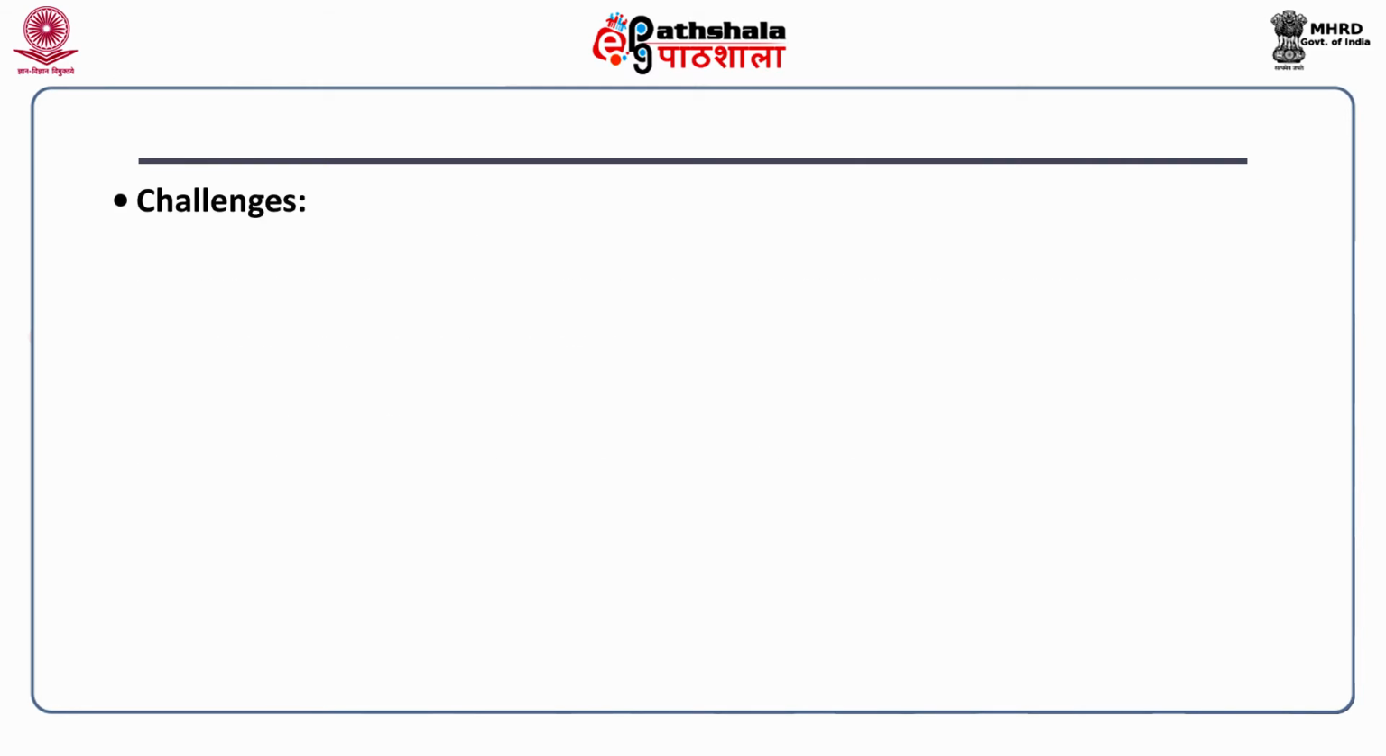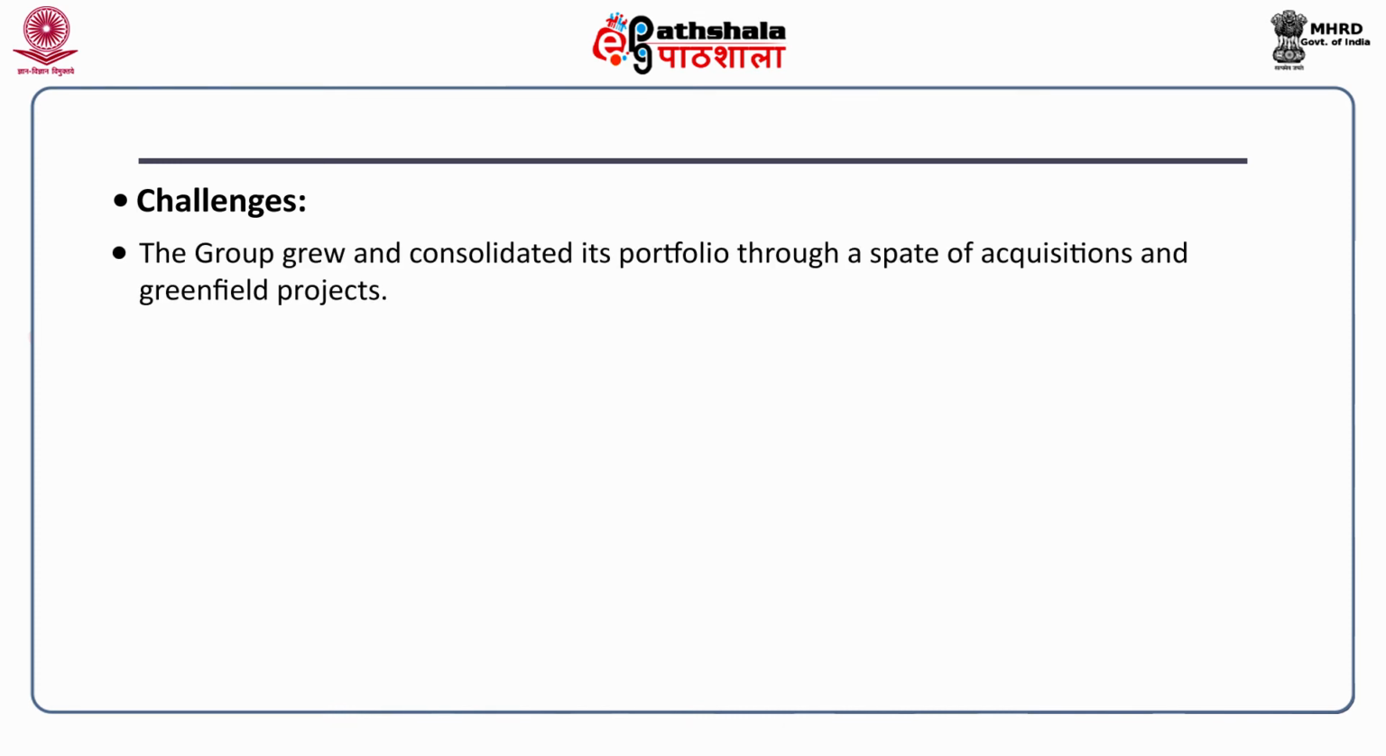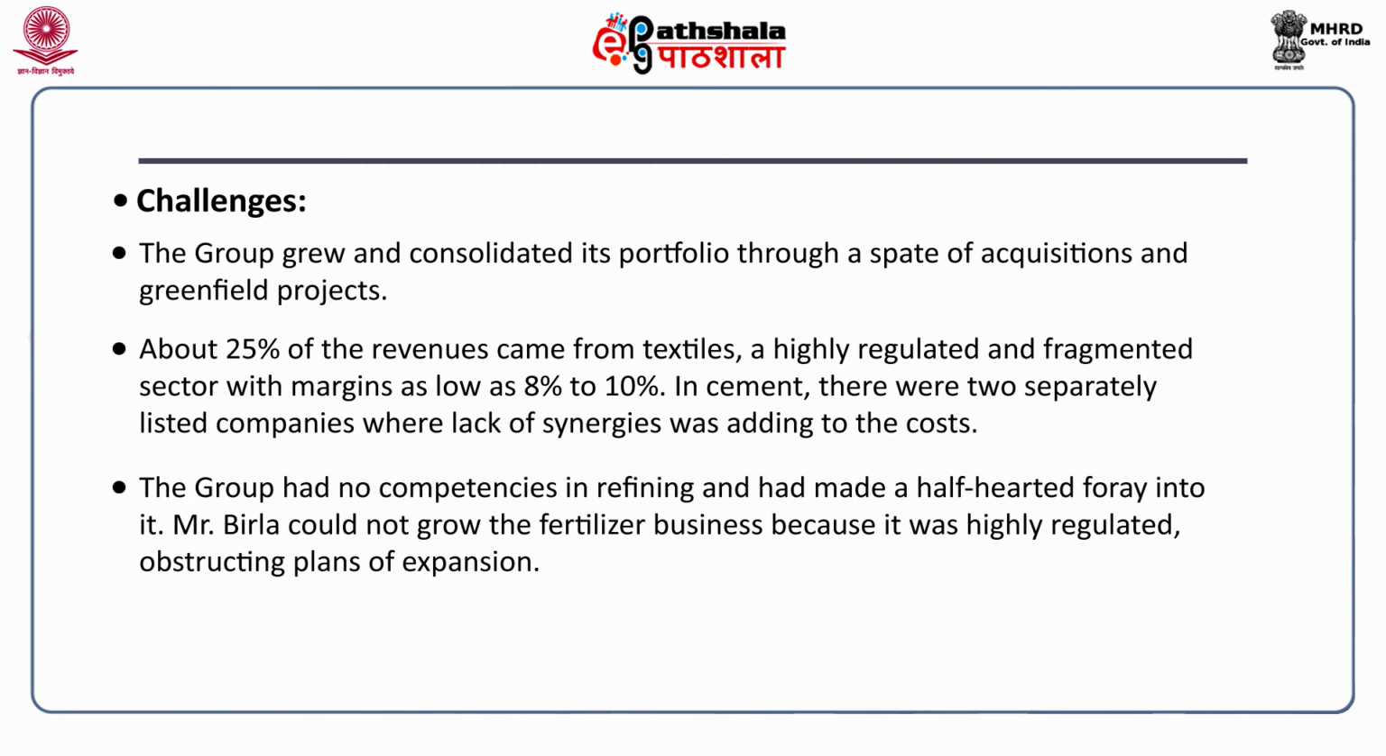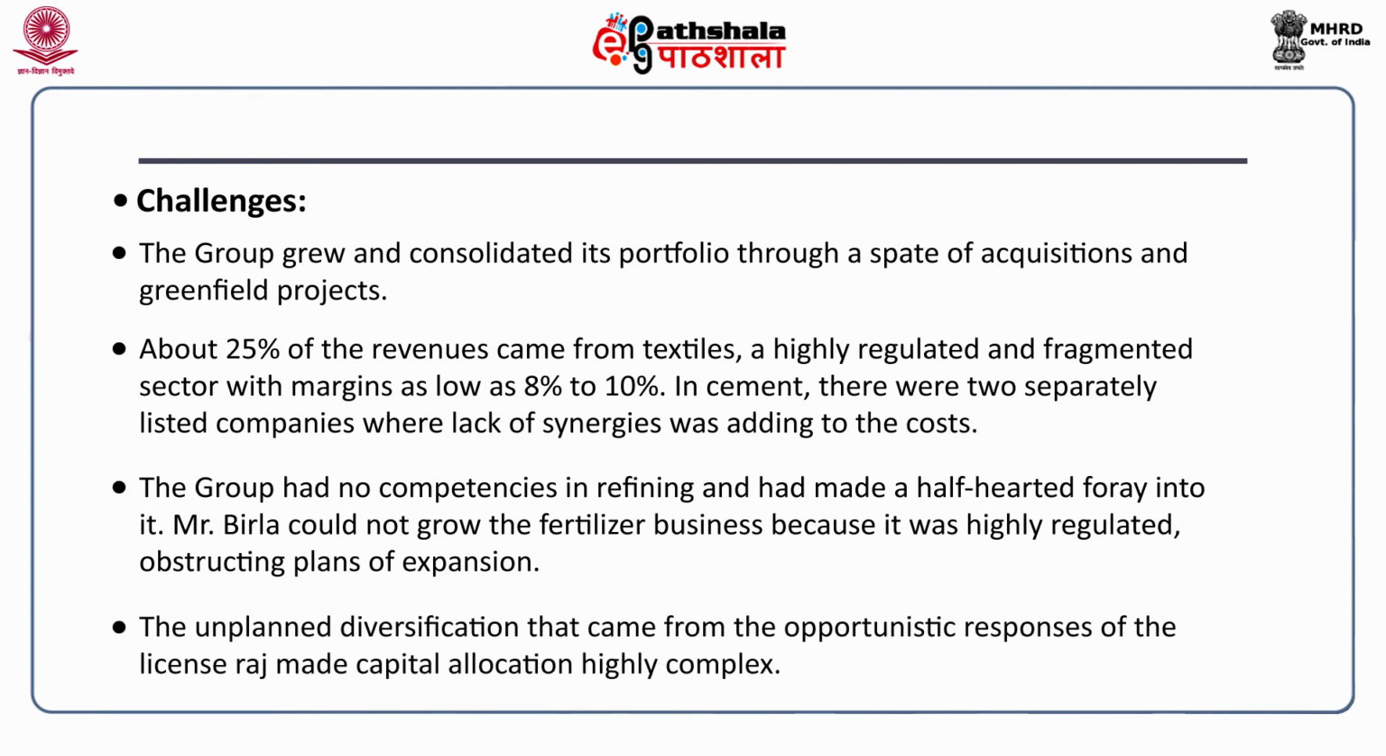Let's have a look at the challenges. The group grew and consolidated its portfolio through a spate of acquisitions and greenfield projects. About 25% of the revenue came from textile, a highly regulated and fragmented sector with margins as low as 8% to 10%. In cement, there were two separately listed companies where lack of synergies was adding to the cost. The group had no competencies in refining and had made a half-hearted foray into it. Mr. Birla could not grow the fertilizer business because it was highly regulated, obstructing the plans of expansion. The unplanned diversification that came from opportunist responses and the license Raj made capital allocation highly complex.